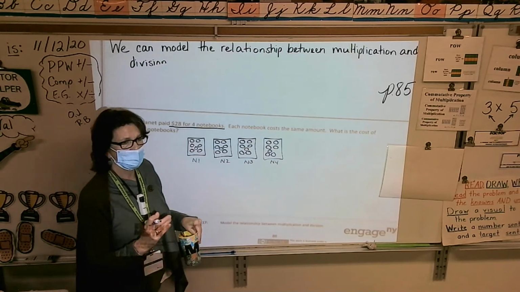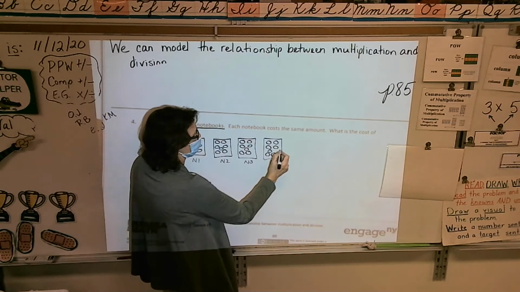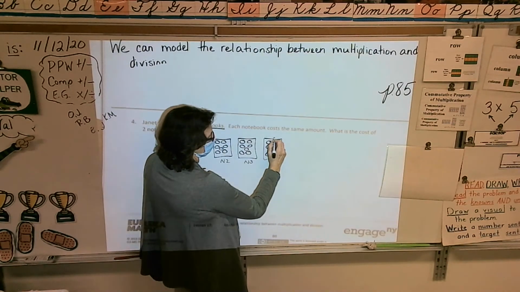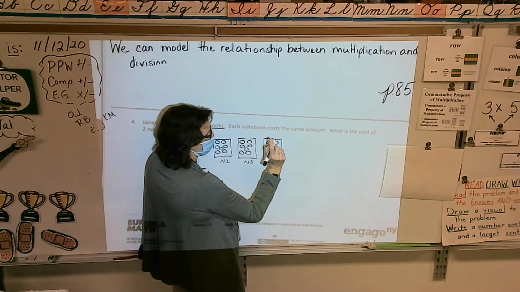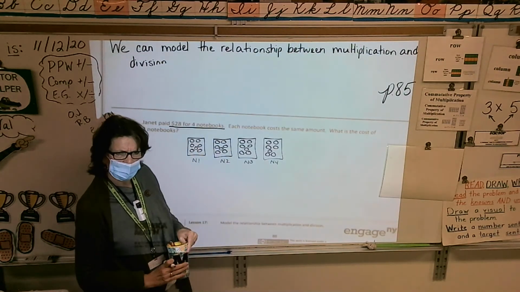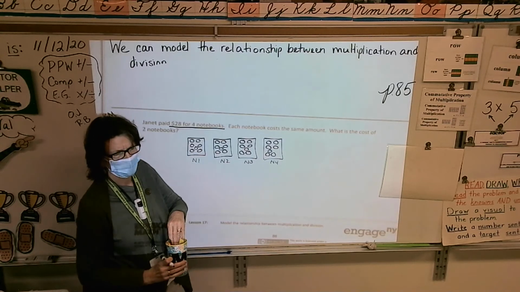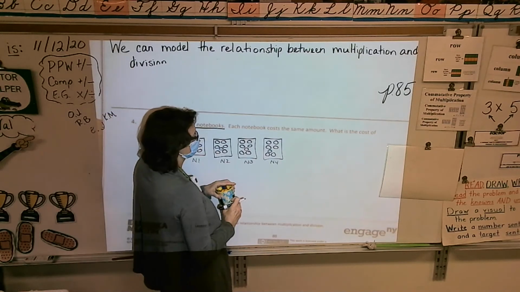Nice job, buddy. And I love your complete sentence. You guys are really doing awesome with that. So each notebook costs $7. We needed a number sentence to go with that though. So how did we get 7? We drew our picture, but what is the equation that we would write to get us to $7? Freya?